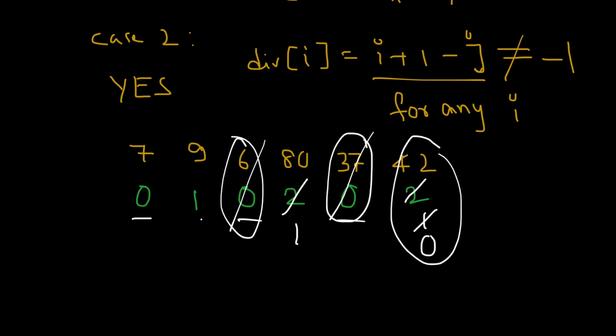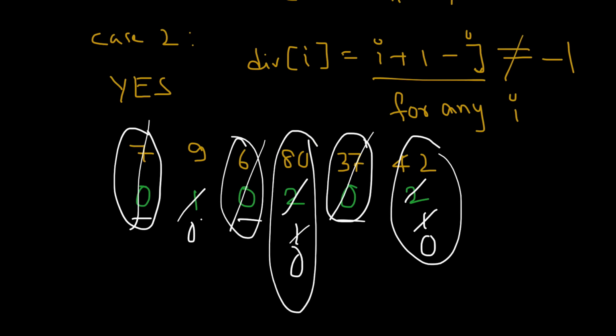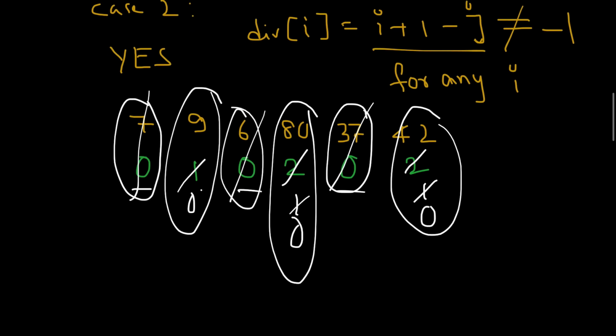Now I'll remove 7 since it is also 0. Now this will become also 0. This will also become 0. Now I can remove 80 from here and I can remove 9 from here. Now I hope you could understand that I could remove all the elements. Now why is this so? Because, see, let me clean this first.